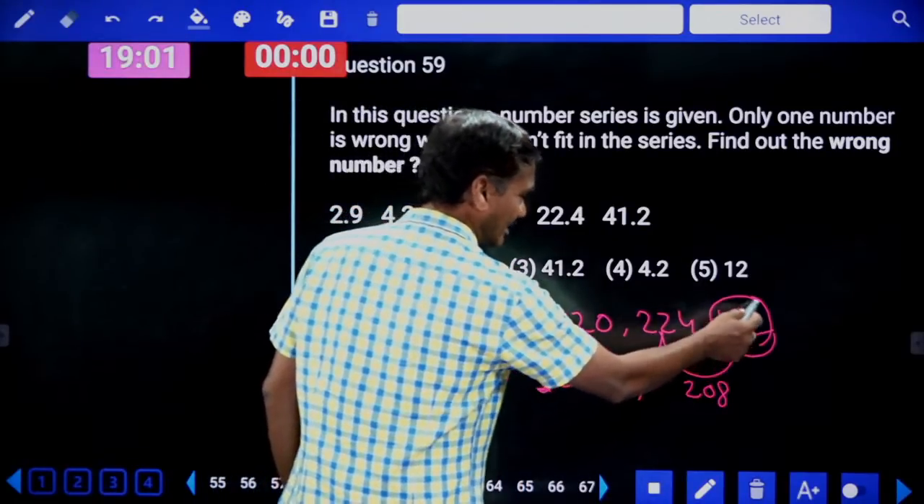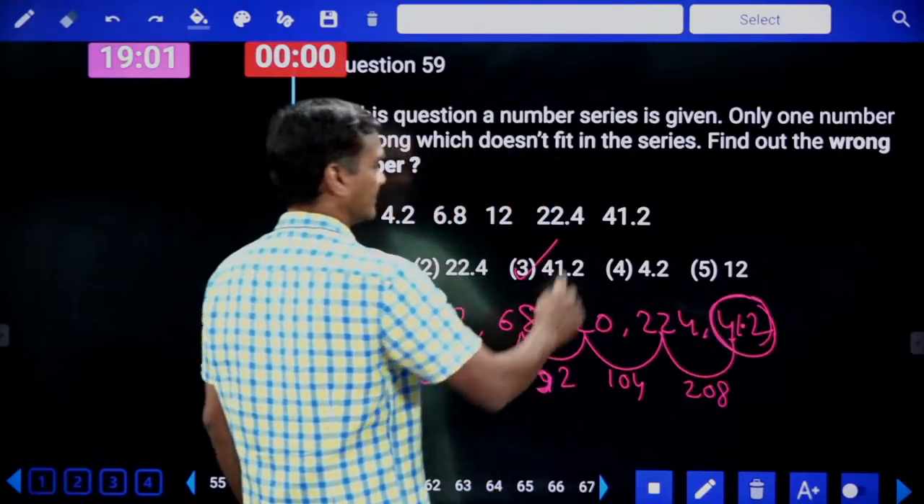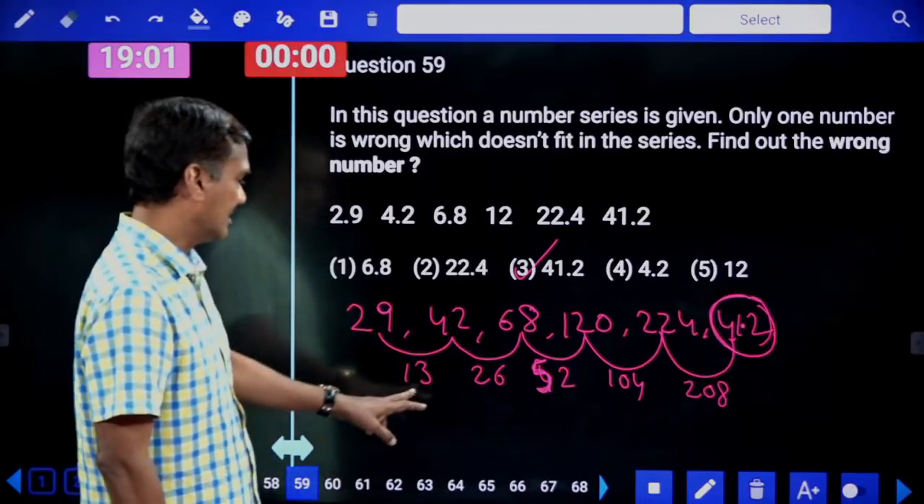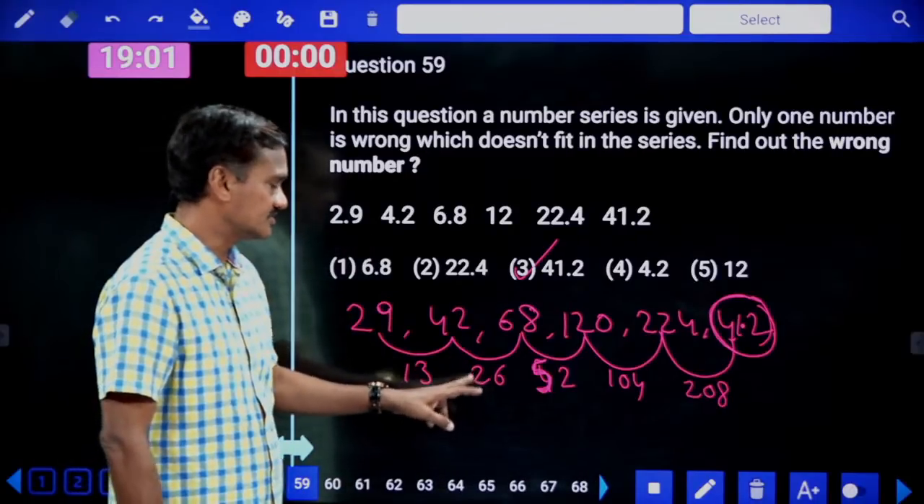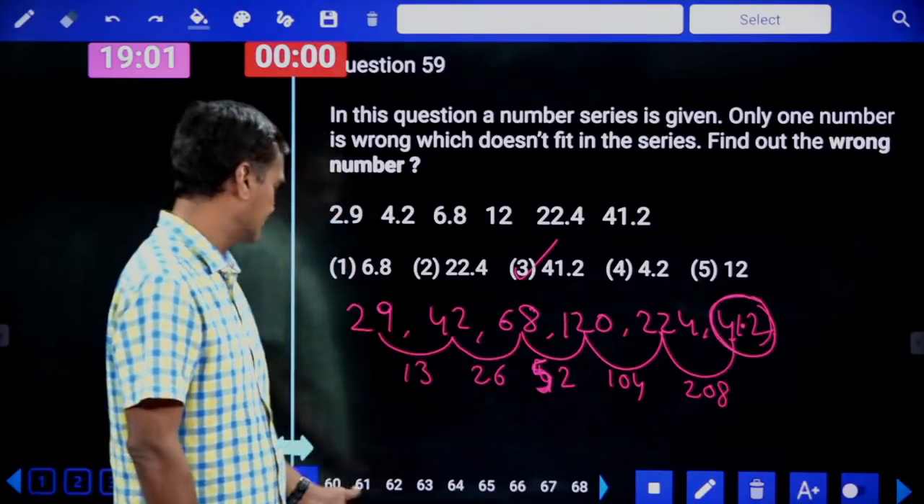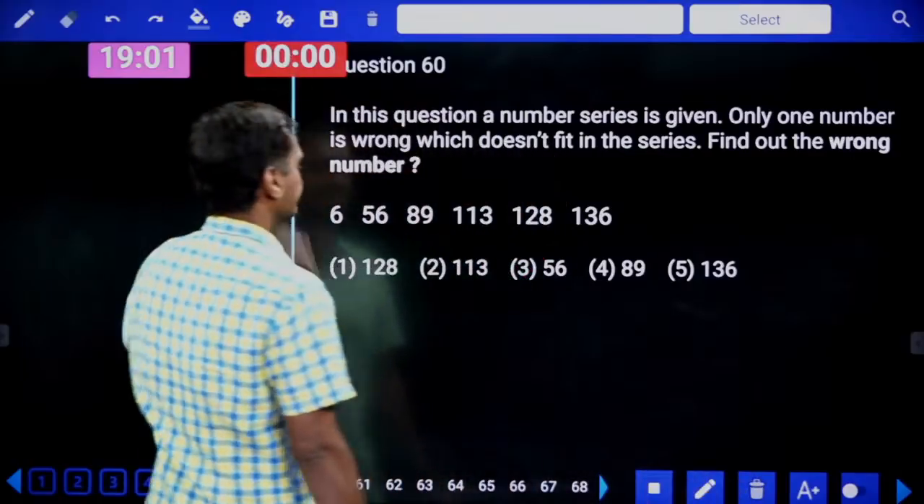As earlier we multiplied each of these numbers with 10, now the final answer must be divided by 10. Hence choice 3, question number 59. Clear? Multiples: 13 into 2, 26, 26 into 2, 52, 52 into 2, 104, 104 into 2, 208. Then finally question number 60 in this one.